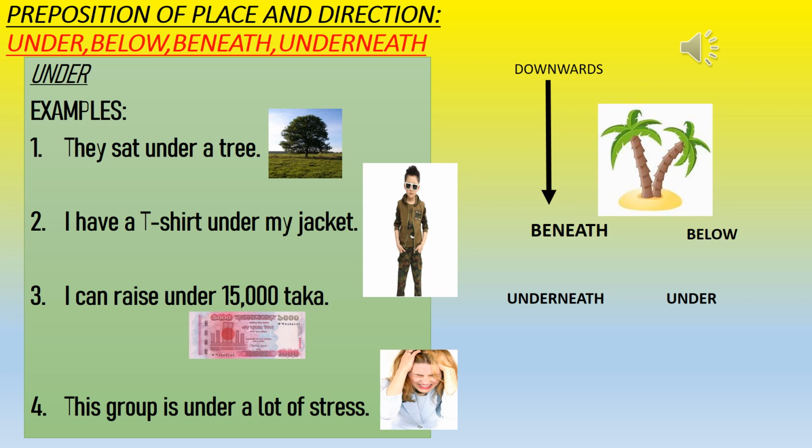Okay. Now, number 3, I can raise under 15,000 taka when there is direction about number in downwards. That can be about money, that can be about age, that can be about temperature, but which is related with number, and that number is indicating downward place or direction, that time we can use under. Here I said I can raise under 15,000 taka.